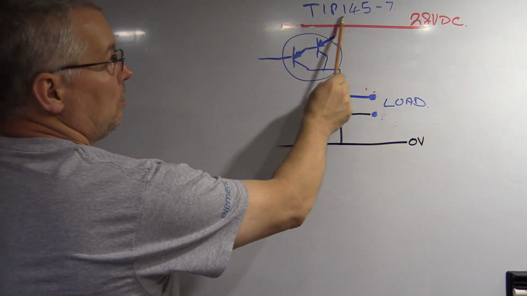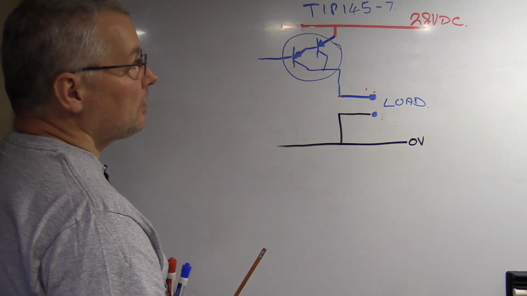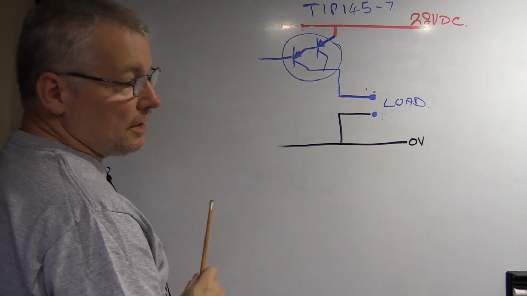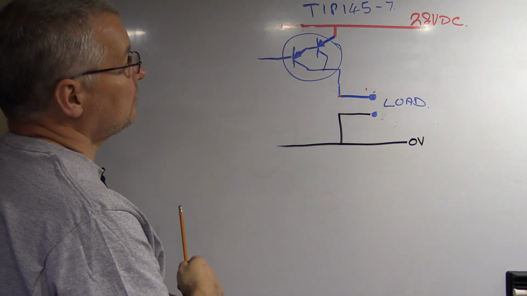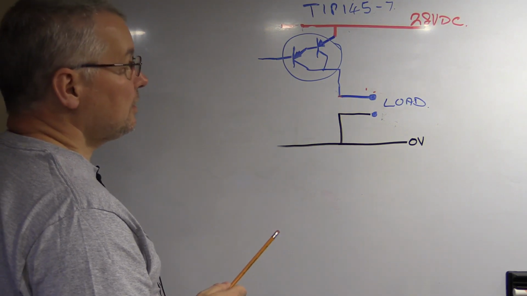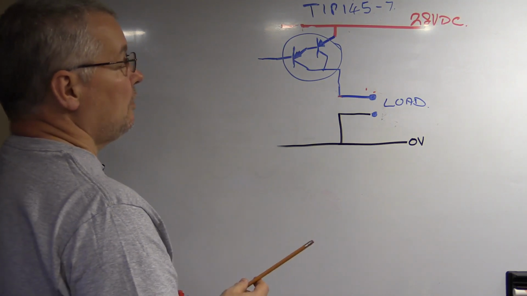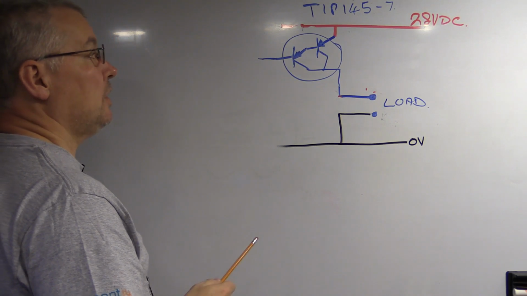Now what I have is a TIP145. So its basic characteristics are fairly similar. I mean, it's got a slightly different current. It's only 125 volt rather than 150, and its gain characteristics are slightly different. But it's fairly close to what we had before. The only difference is mainly that it's PNP instead of NPN.